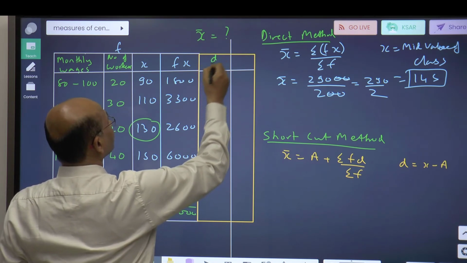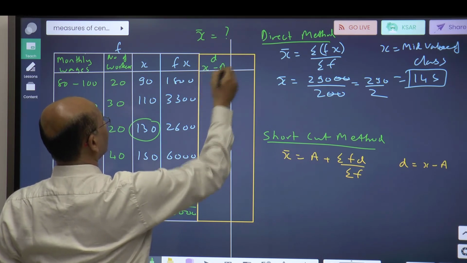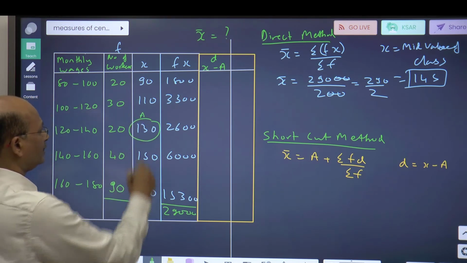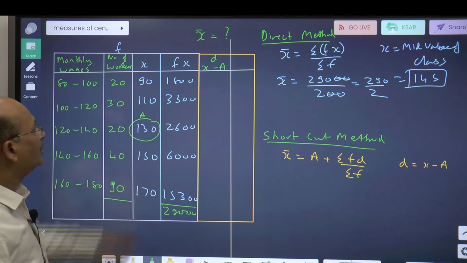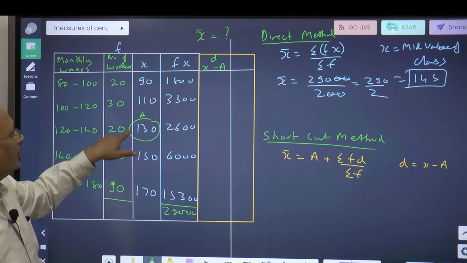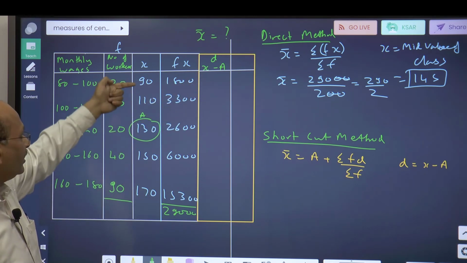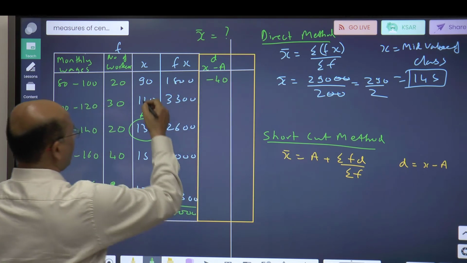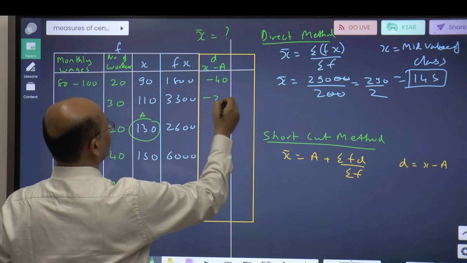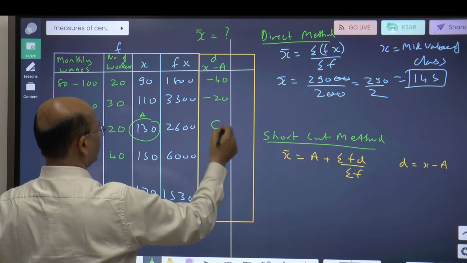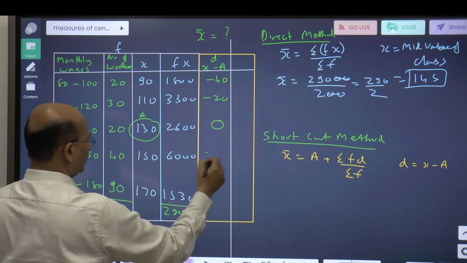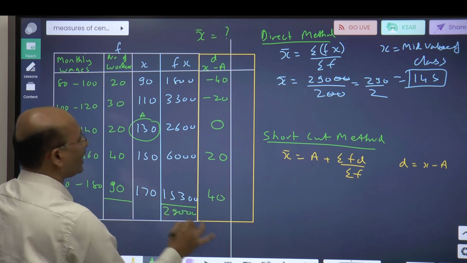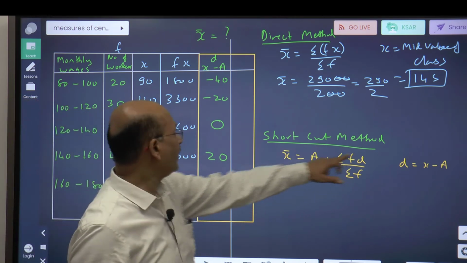You know D is nothing but X minus A. So this is my A. I am writing this so that you understand what it is. So X minus A. So 90 minus 130 is minus 40. 110 minus 130 is minus 20. 130 minus 130 is 0. 20, 40. Now don't add, because it is FD.